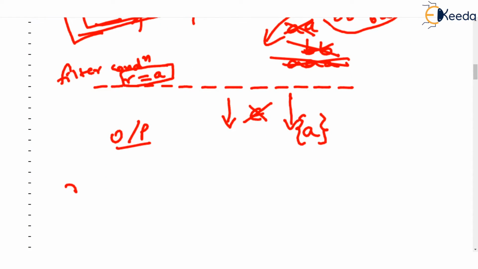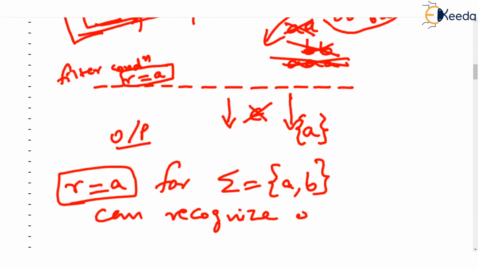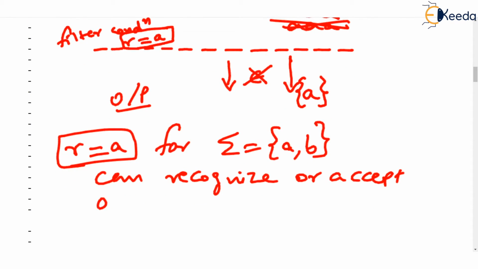So we say R is equal to A, this regular expression for sigma is equal to {A, B}. This is our set, correct? Sigma is equal to {A, B} can recognize or accept only one string, one string. That's it. Okay. Huge set we had, and you can imagine so many strings getting onto the filter, and with the filter condition R is equal to A, only A passed, none of the other strings.